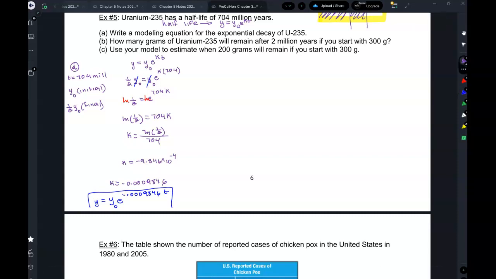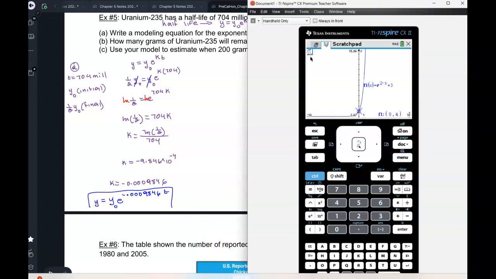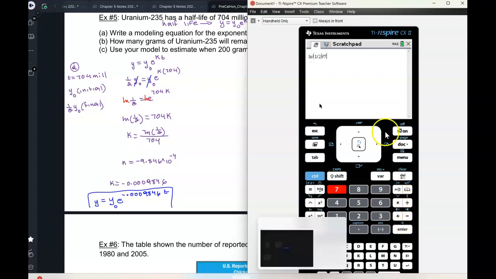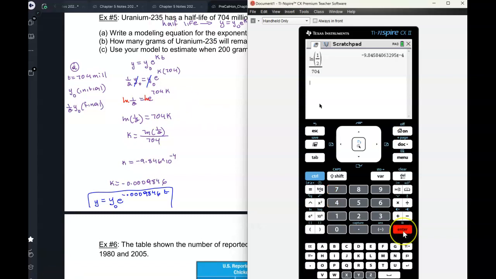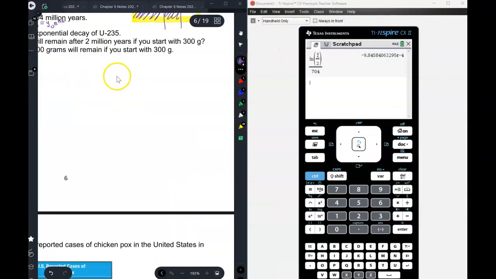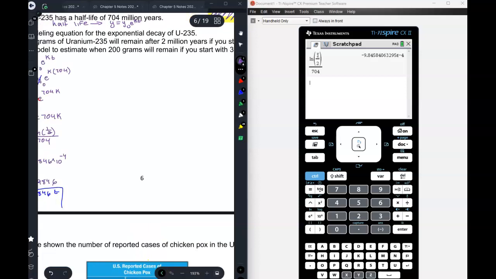Now, let's actually put this here for a minute. Olivia, you okay? So here we have ln of a half over 704. Okay, that's what we get. Now, take a look here for a minute. I don't want you to keep rounding, please. I'm going to take points off if you keep rounding for the next parts in semester 2.